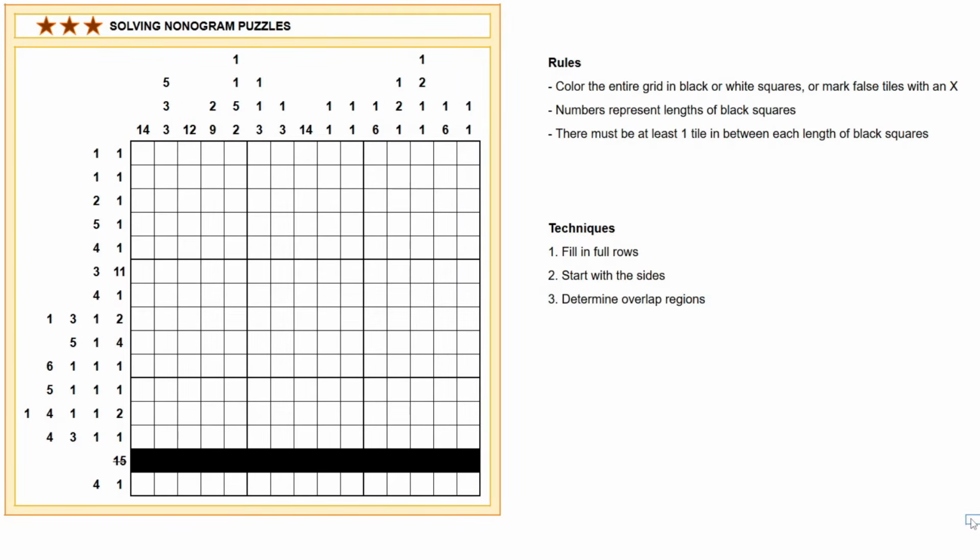Because the next technique is also the most important one, and that is to determine the overlap regions. As you can see, the 14 means that there's going to be a length of 14 black squares from top to bottom. It can be either the first 14 squares or the last 14 squares. But in between there's a massive region that literally will be filled in in any circumstance. That's the overlap region. You can fill in the overlap region right away. Whether you go from top to bottom, this region will always be filled in, or from bottom to top, this region will also always be filled in.